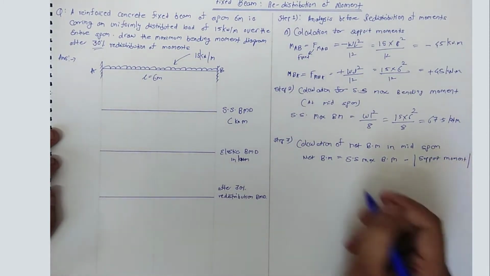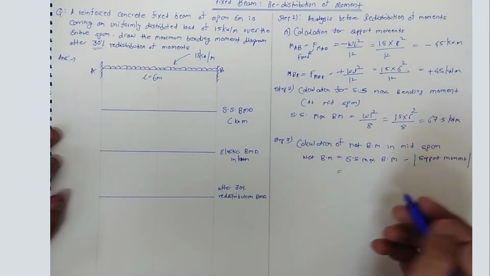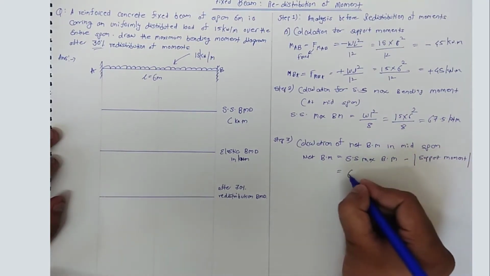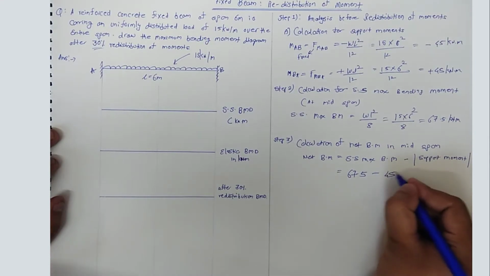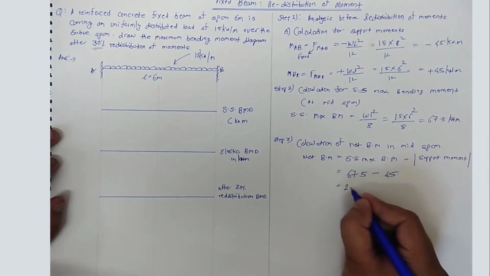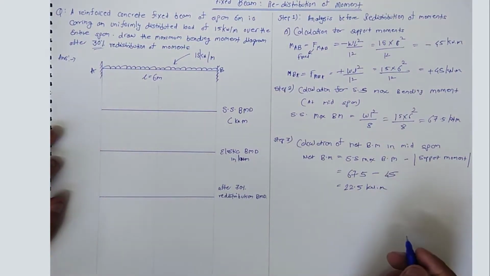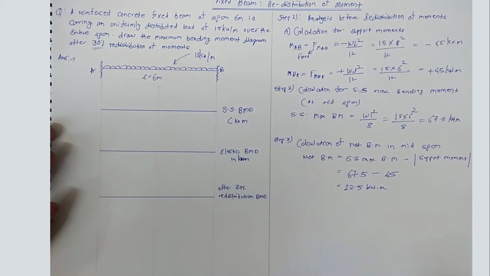When we draw the diagram, you will understand why we take the mod. It should not come to negative. So the simply supported maximum bending moment 67.5 minus support moment 45 comes out to be 22.5 kilonewton meter. So now we are done with this. Now we'll draw the diagram parallelly.